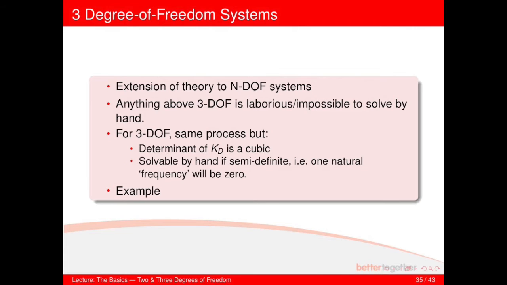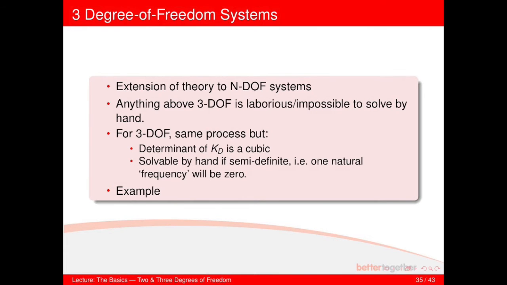Now again, that's quite difficult to solve by hand, so what will happen? It's only solvable by hand if you've got a semi-definite 3-degree of freedom system, because then one of the natural frequencies will be 0. You can solve that by hand, because you take out the first natural frequency and end up with a quadratic, which you can then solve in the other way.